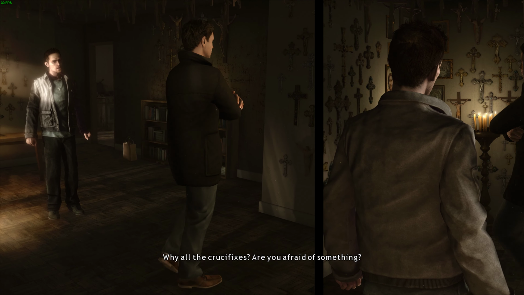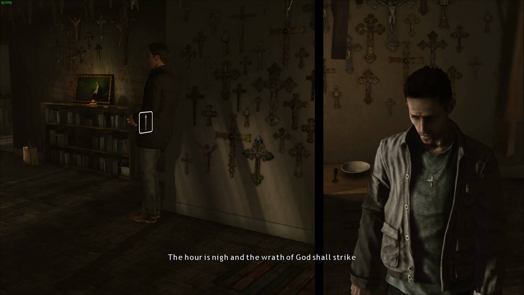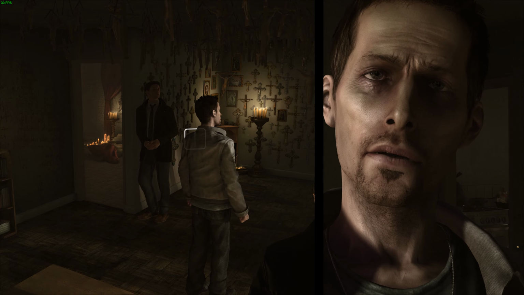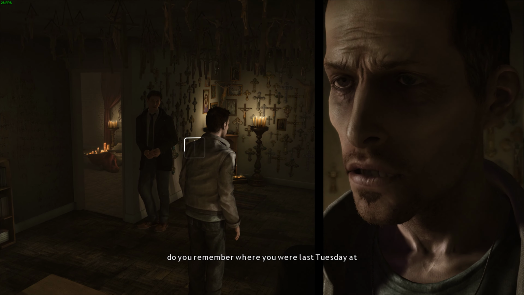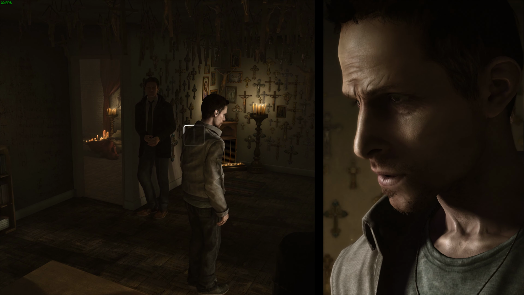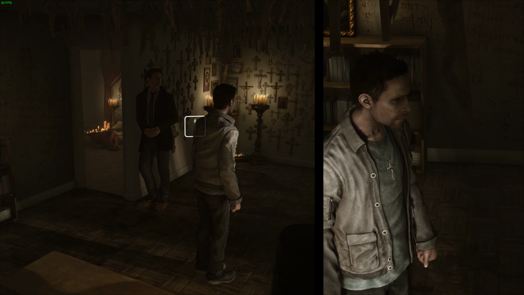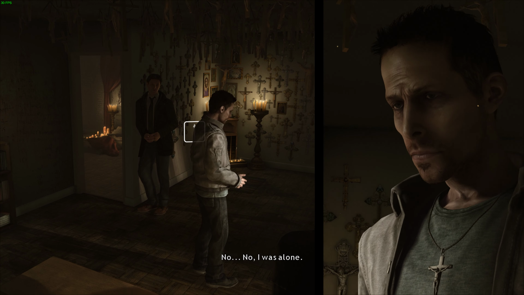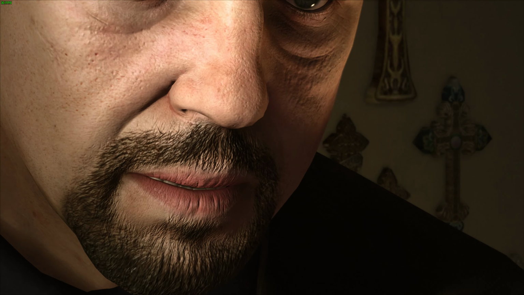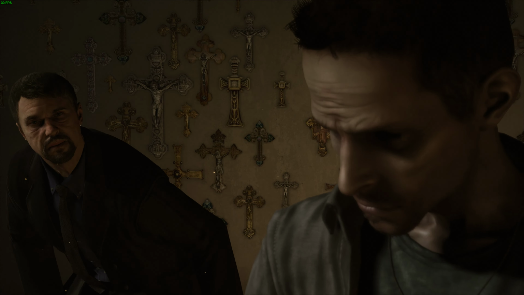Why all the crucifixes? You afraid of something? The hour is nigh, and the wrath of God shall strike men down. I'm preparing for the end of the world. Nathaniel, do you remember where you were last Tuesday at 4:30 p.m.? Here. I was here. I was praying. All day. Was there anybody with you? No, I was alone. What about the voices, Nathaniel? Do you still hear the voices?